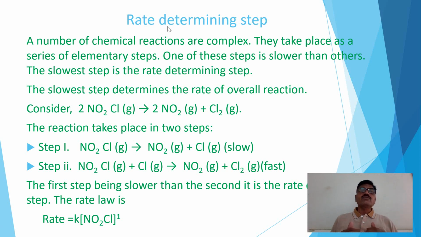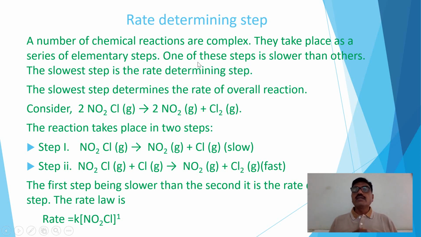A number of chemical reactions are complex. That is, the reactions which occur in more than a single step are called complex reactions, in which a series of elementary reactions are involved. Therefore, the reaction takes place as a series of elementary steps. One of these steps is slower than the others. Now try to understand what that is.